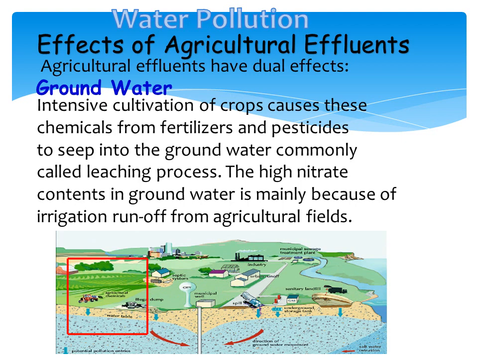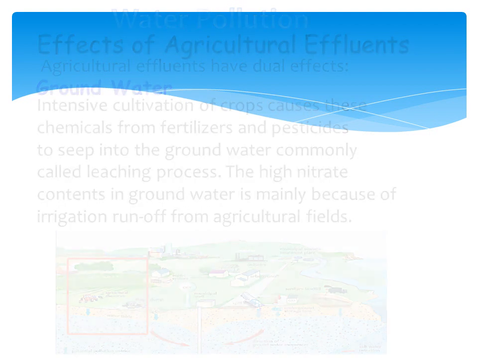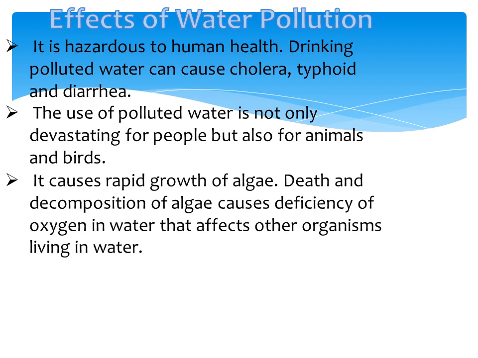Intensive cultivation of crops causes these chemicals from fertilizers and pesticides to seep down, causing a leaching process. The nitrates and phosphates that are present in water cause the eutrophication process. Another is the runoff of water. Water flows into nearby rivers and lakes and contaminates the water tables.